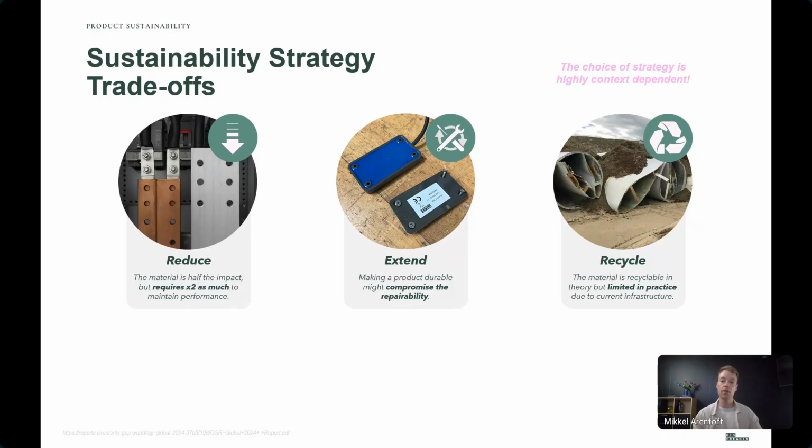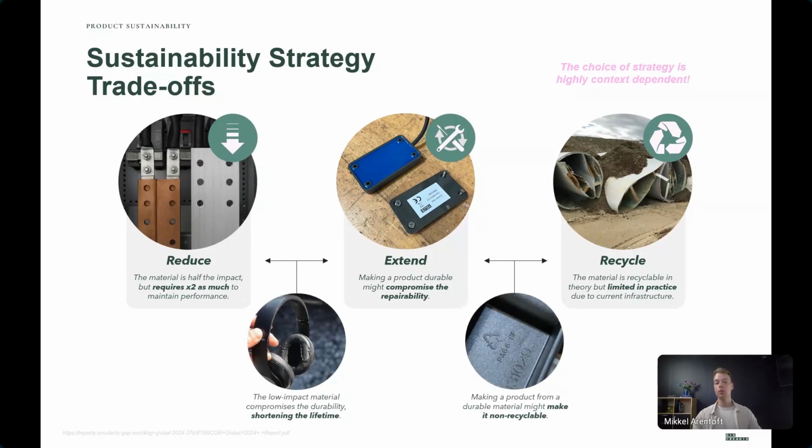The material that has half the CO2 impact might require that two times the amount of material is used. The product might be very durable, but it cannot be repaired if it breaks. The material might be recyclable, but it's not recycled in our current infrastructure. It might also be that you have chosen a material with a lower carbon footprint, but it compromises the durability of the material. Or it could be that you are making your product from a very durable material, but that might make it non-recyclable. These are just some examples of the trade-offs to be aware of between these strategies. How would we know if we should reduce, extend, or recycle our product?